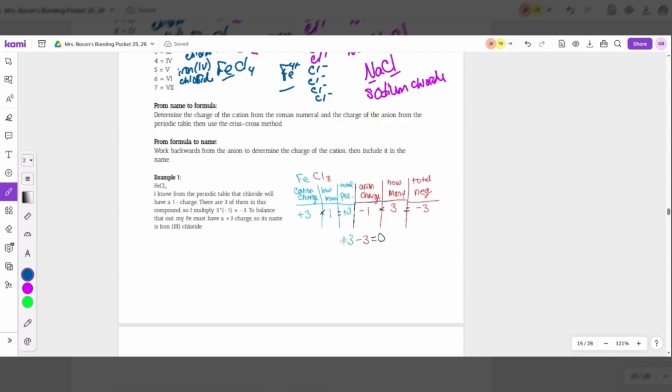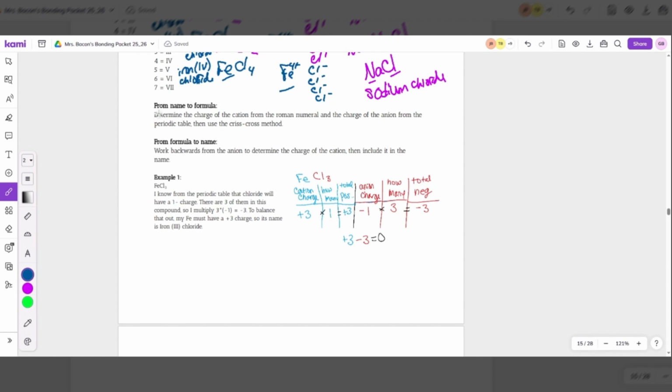So we're going to go both ways here. We're going to go from the name of the compound to the formula of the compound. So if I see iron(IV) chloride, how can I turn that into FeCl4? And then we're going to go from the formula to the name. So if I know FeCl4, how can I get to iron(IV) chloride?